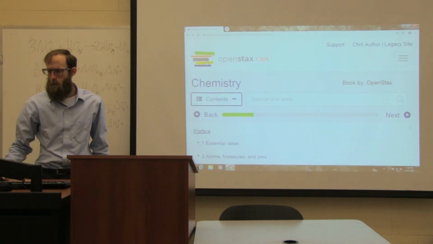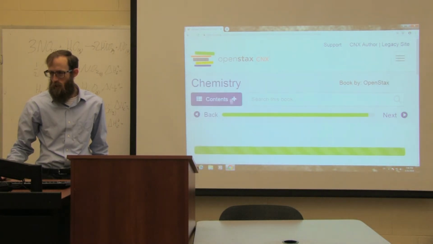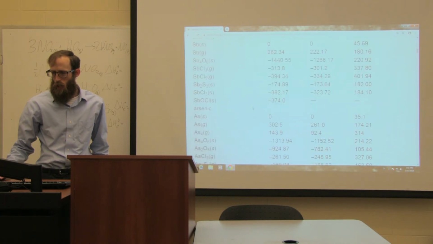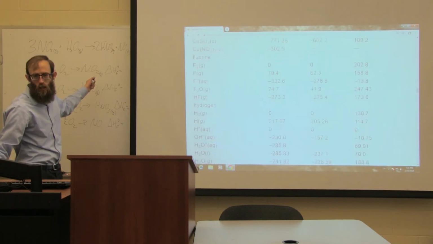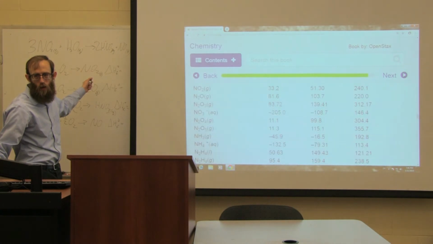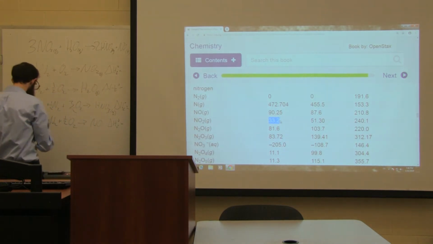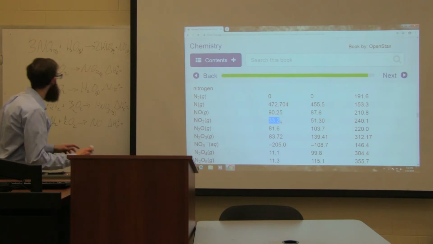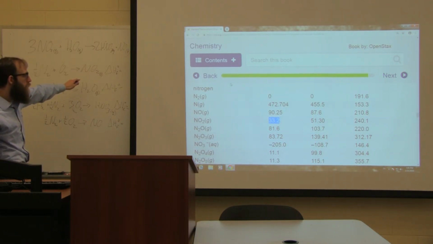Now we must go to a table of values. Okay, let's find these things. So for NO2, as a gas, 33.2 kilojoules. I'm going to write it over here because I'm bad for just writing things where I want to. 33.2. Okay, that's NO2.